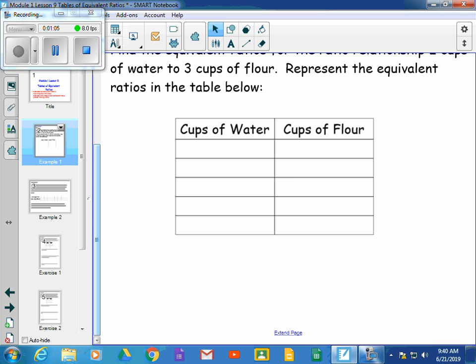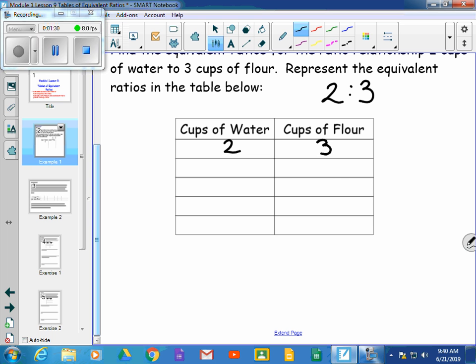So we're going to be creating a tool called a ratio table. It's a very popular tool with students. A ratio table is a table of ratios that are equivalent to one another. They're equal to one another. We're going to start by using the ratio 2 to 3 because they're mixing 2 cups of water for every 3 cups of flour. So I'm going to start by putting 2 to 3.